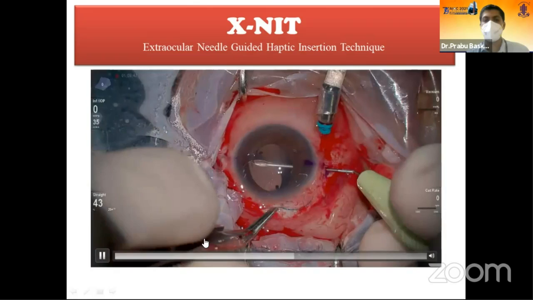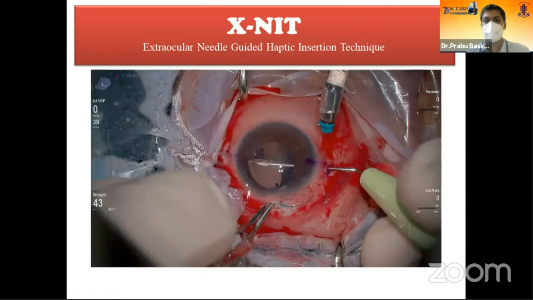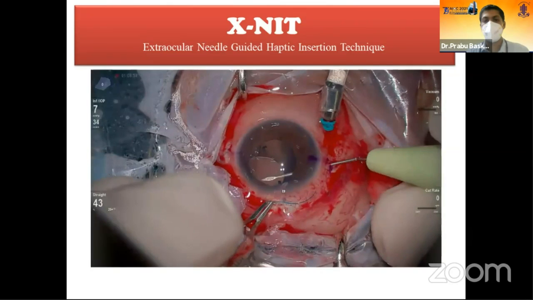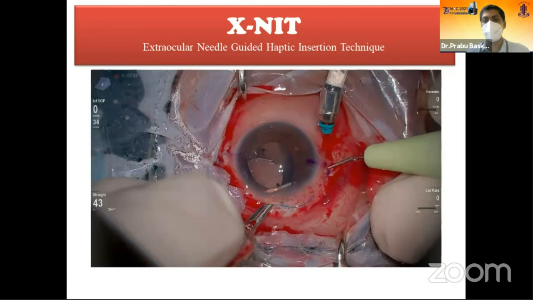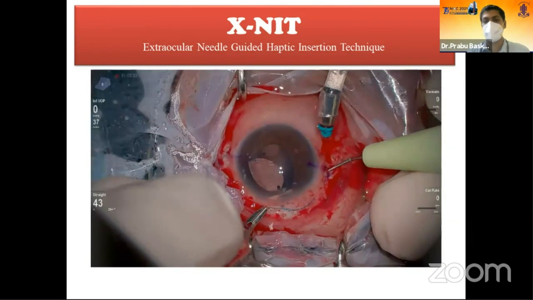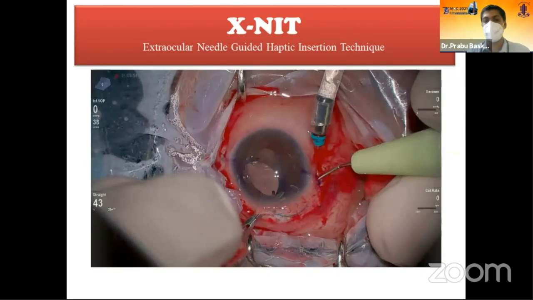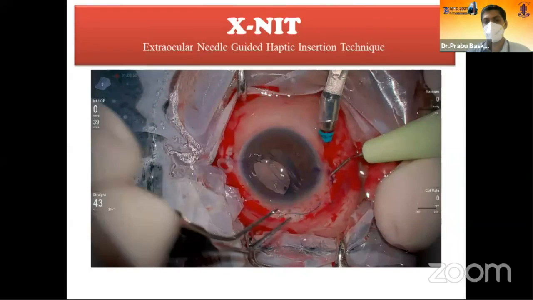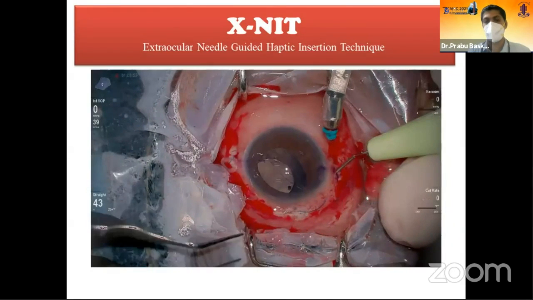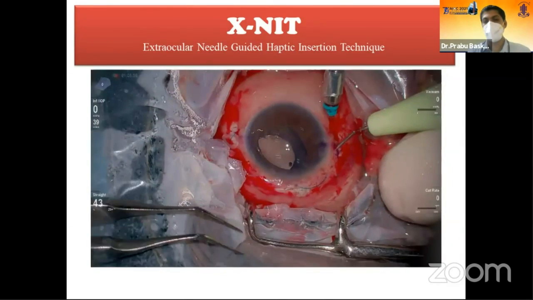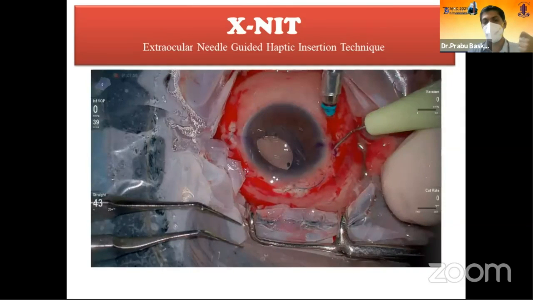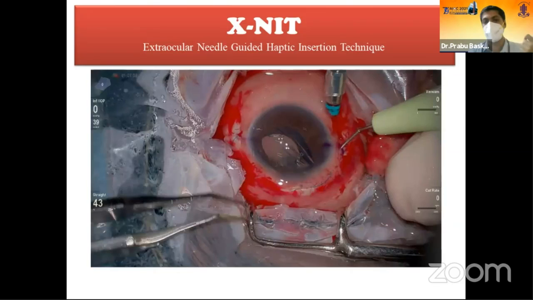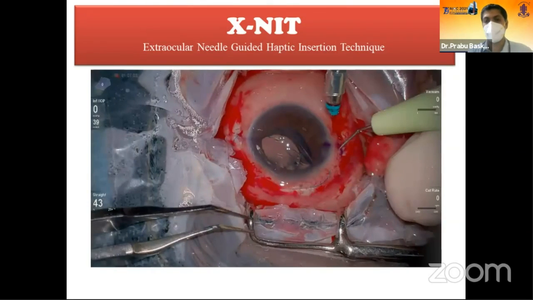So you can use a McPherson forceps here to gently depress the corneoscleral lip and do a sweeping motion. Remember, we should not engage any tissue here. It's very important that you don't engage any tissue over there. Otherwise, there will be an issue when you are bringing the haptic out. Once you are out, you may do a lateral motion to and fro and ensure that the needle is free from any tissue over there.